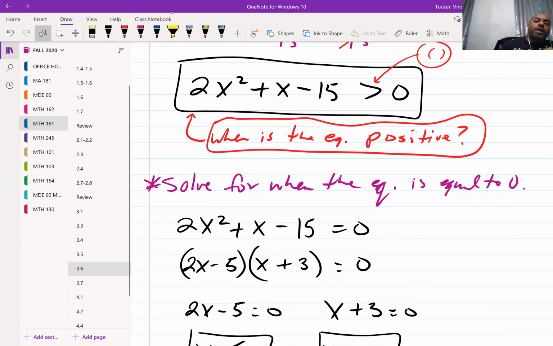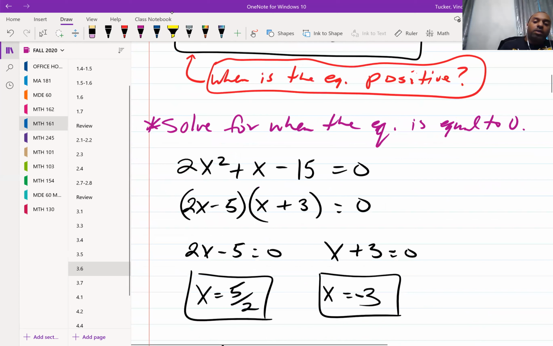So I went ahead and factored this out. Got 2x minus 5 times x plus 3. Now, once again, if you're not comfortable with factoring, or if you can't see the factorization, remember you can always use the quadratic formula, which will give you these same values. So I end up getting x equal to 5 over 2 and x equal to negative 3 as solutions. In other words, this is when the equation is equal to 0 at these 2 points.